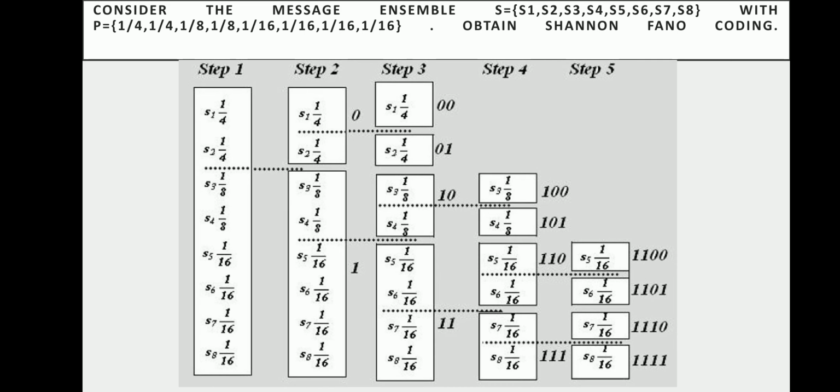So in step 2, we need to divide these source symbols into 2 groups. The condition is that if you add the probabilities of each group, they should be equal or nearly equal. Here we have 8 symbols. The first 2 symbols have probabilities 1/4 and 1/4. We know that if we add 1/4 and 1/4 together, we get 0.5.